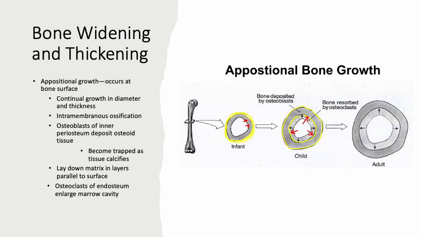They just work around in circles, and they just deposit more and more. So it just widens or thickens the bone in diameter, basically. It's not making it longer, it's making it thicker around. And in this process, osteoblasts are depositing bone tissue, and sometimes they trap themselves as they're depositing the bone tissue, and they get stuck in it when it calcifies, and then they become osteocytes.